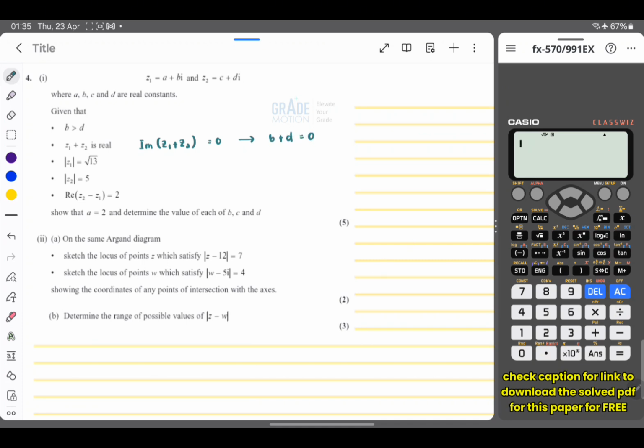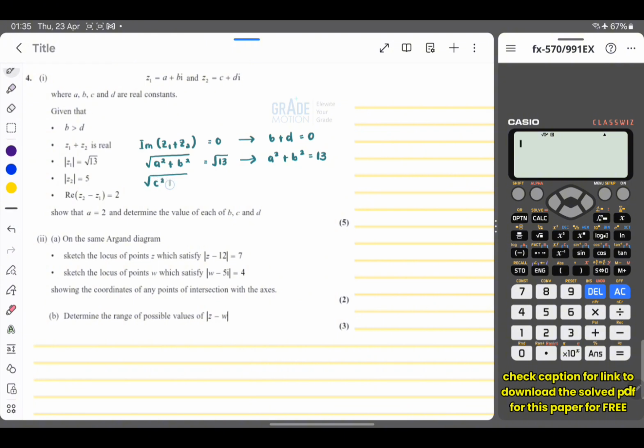Next, modulus of Z1 is equal to square root 13. So what we're looking for is square root of A square plus B square is equal to square root 13. A square plus B square is equal to 13. Next, modulus of Z2 is equal to 5. So, square root of C square plus D square is equal to 5. If we square both sides, we will get C square plus D square equals 25.